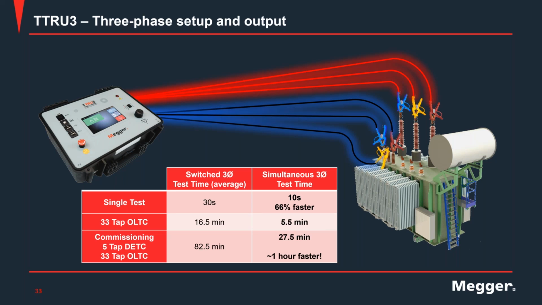If we look at just a transformer with only a load tap changer, you will go from about 16, 17 minutes to less than 6. Or when we compare a transformer for commissioning, if I'm testing a unit with both a de-energized tap changer and a load tap changer, I go from about 80 minutes to about half an hour, so approximately an hour faster. That's a big time saver. And remember, it's not only that you're getting the results faster, but you're also getting better accuracy, because you're energizing the three phases of the unit simultaneously, and you can also perform the measurement using the step-up technique.